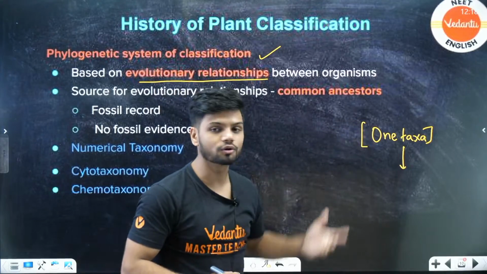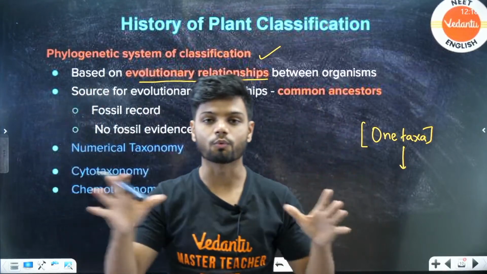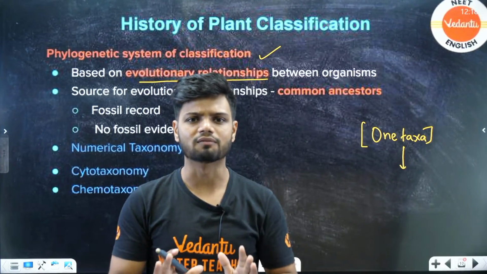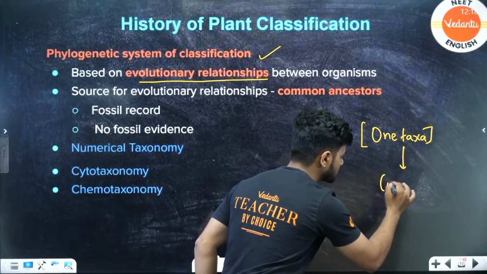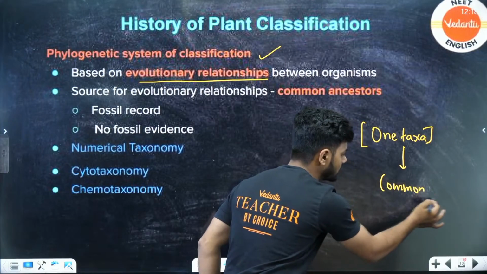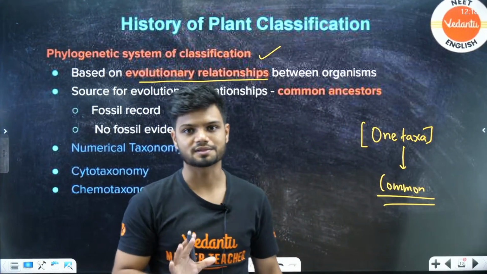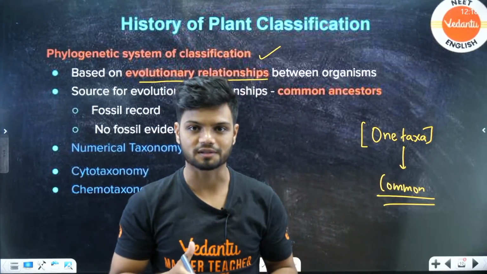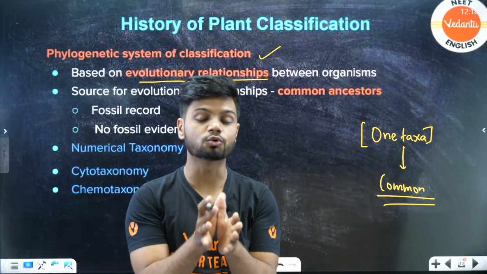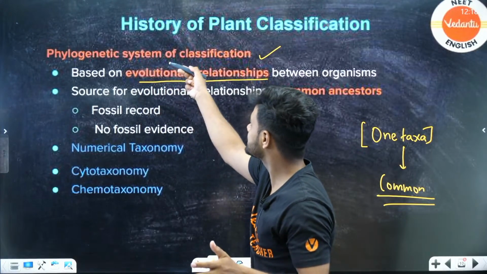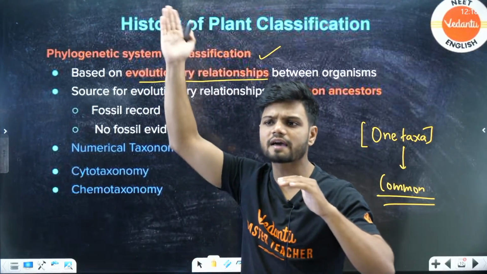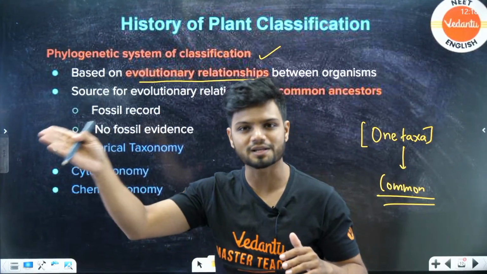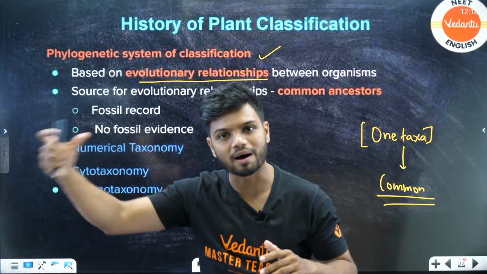Many organisms belonging to the same taxa will have a common ancestor. They'll have a very common ancestor. That is, all the different plants might have come from a common ancestor. So all that we take into account in the phylogenetic system of classification, all the evolutionary relationships. We are looking into the past basically.